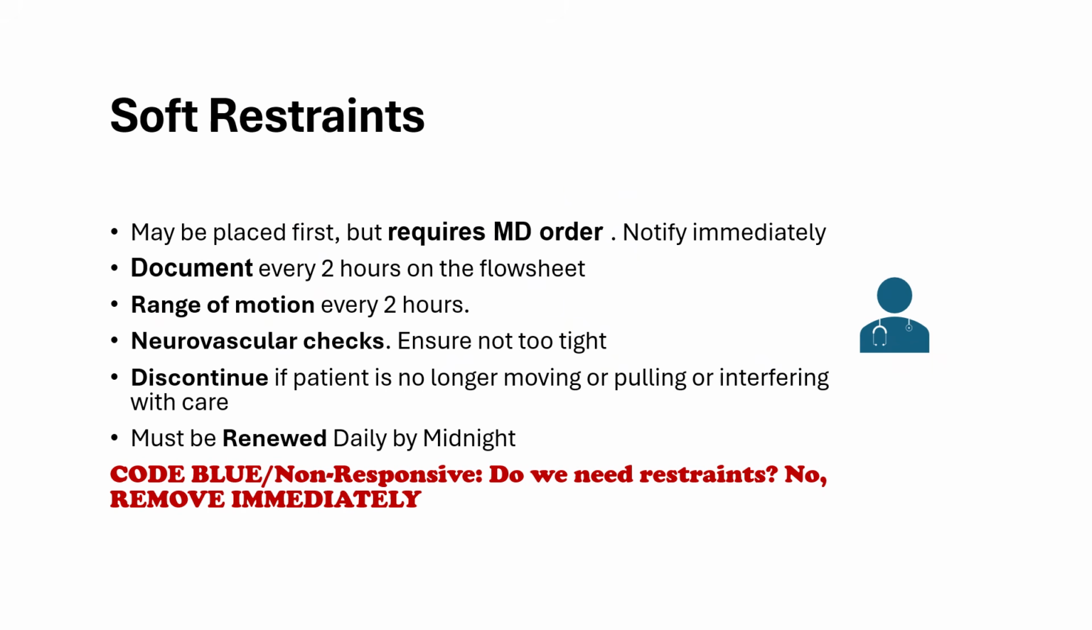Soft restraints may be placed first, but require a medical practitioner order, so you're going to notify them immediately. You must document every 2 hours on the flow sheet. You must do range of motion every 2 hours and do neurovascular checks to ensure the restraints are not too tight. You must discontinue the restraints if the patient is no longer moving or pulling or interfering with care. These orders must be renewed daily at midnight. There is no 24-hour on the dot clock.